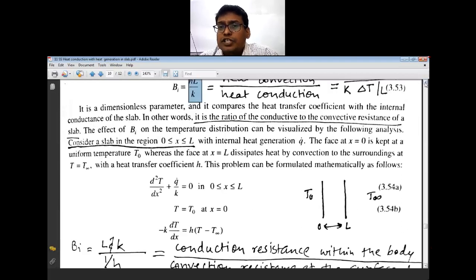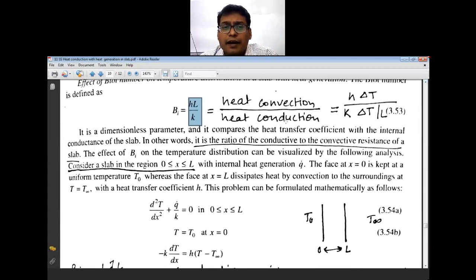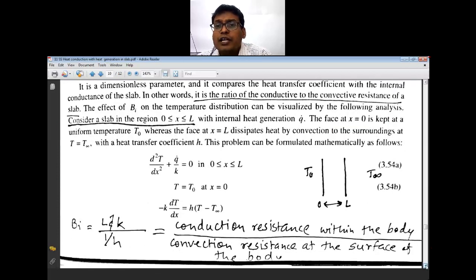So heat transfer by convection upon the heat transfer by conduction, it is a Biot number that is defined as HL upon K. It is a dimensionless parameter and it compares the heat transfer coefficient with the internal conductance of the slab. Heat transfer coefficient H is the convective heat transfer coefficient. Internal conductance, that is the K.